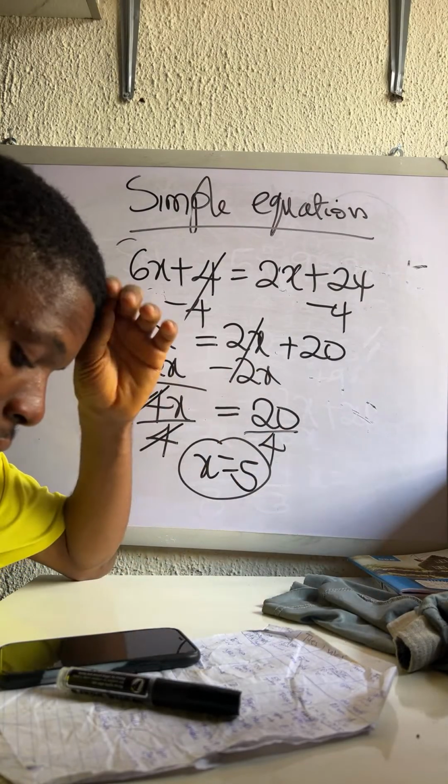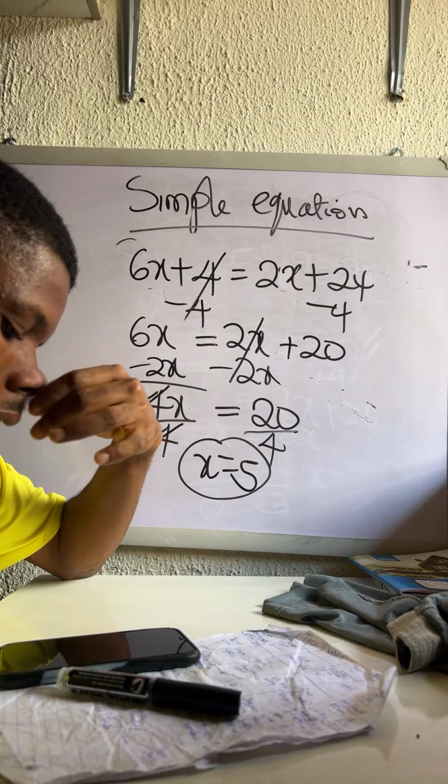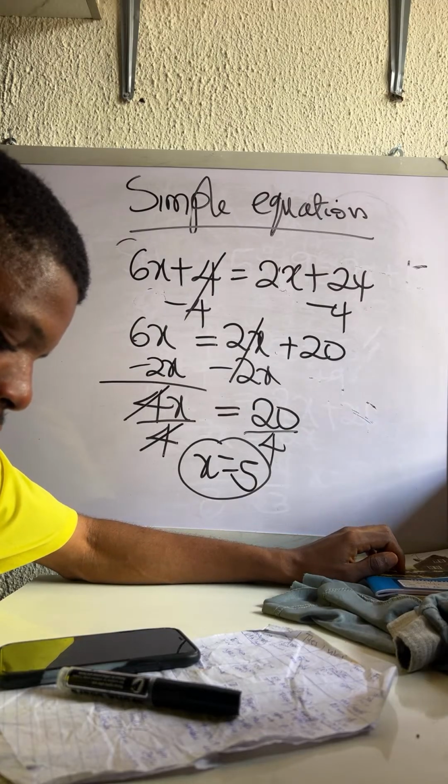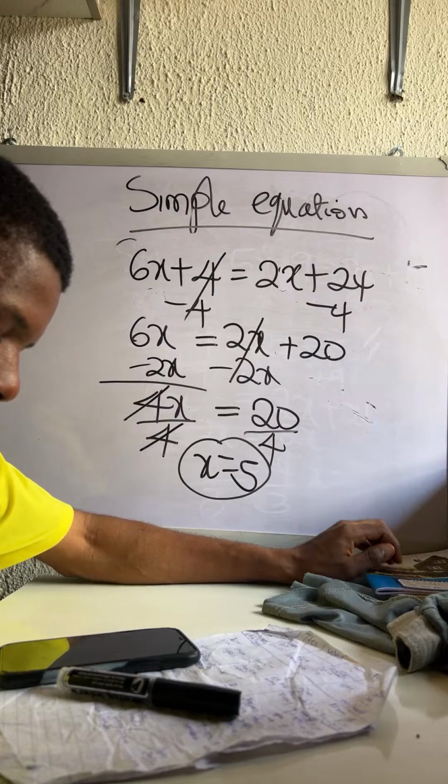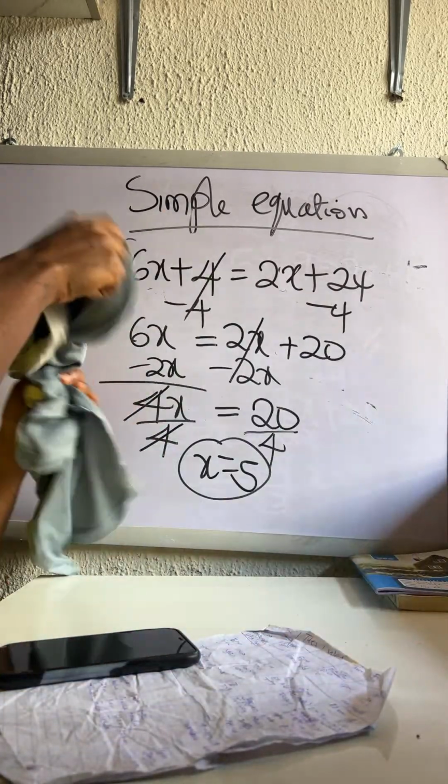Yes, this is how we solve simple equations involving variables on both sides of the equation. As I said earlier, first thing you do is to collect like terms. Okay, so let's look at the next example.